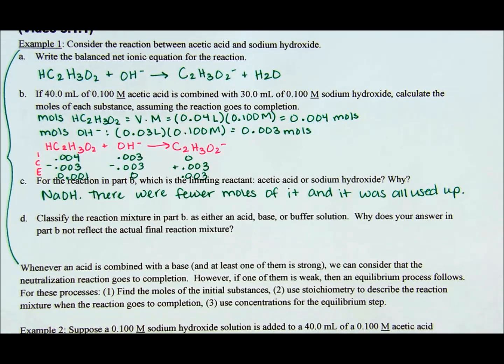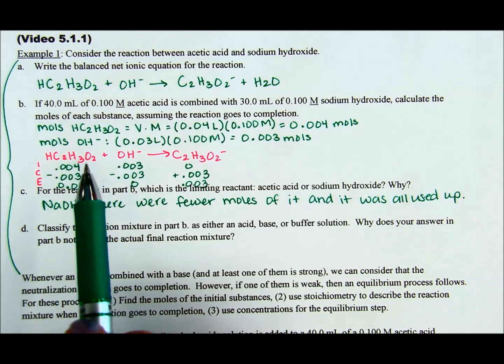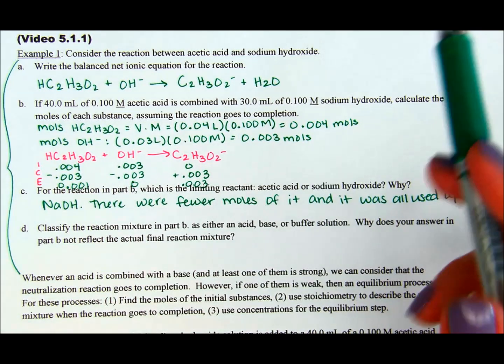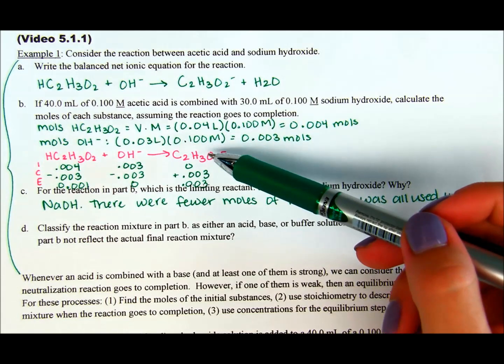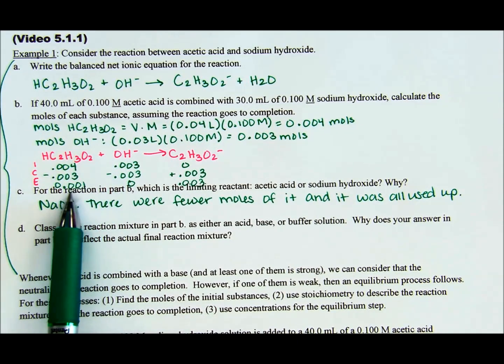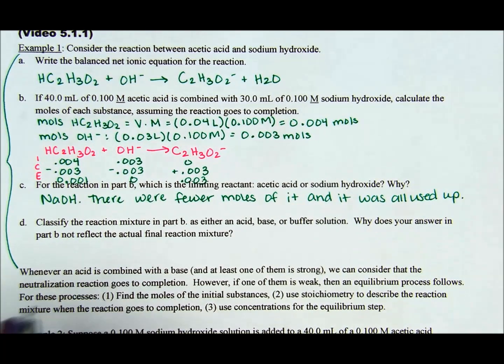Classify the reaction mixture in part B as either an acid, base, or buffer. Why does your answer in part B not reflect the actual reaction mixture? Well, we kind of already said it, but this is a buffer, and we can tell it's a buffer because we have an acid and its conjugate base. So the acid and conjugate base is a buffer. Now, this whole system is actually going to need to go to equilibrium because we have some amount of weak acid that's still going to dissociate on its own. So this is not the final reaction mixture because the buffer system needs to go to equilibrium first.